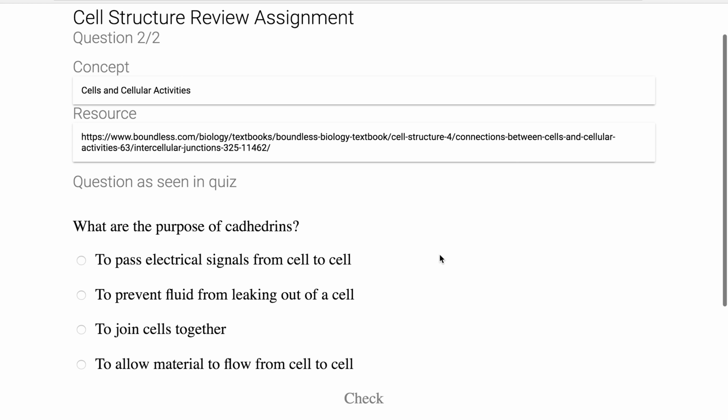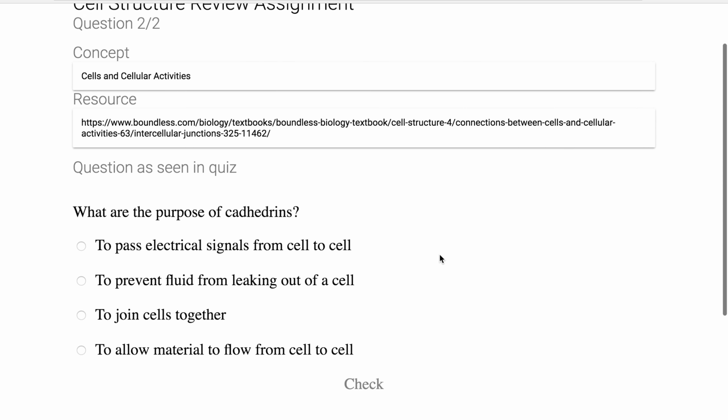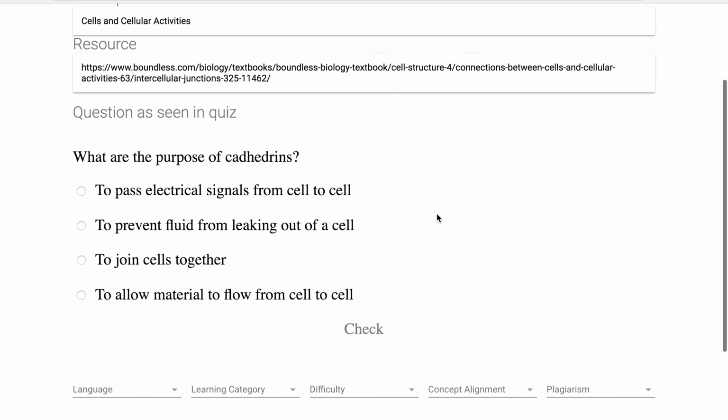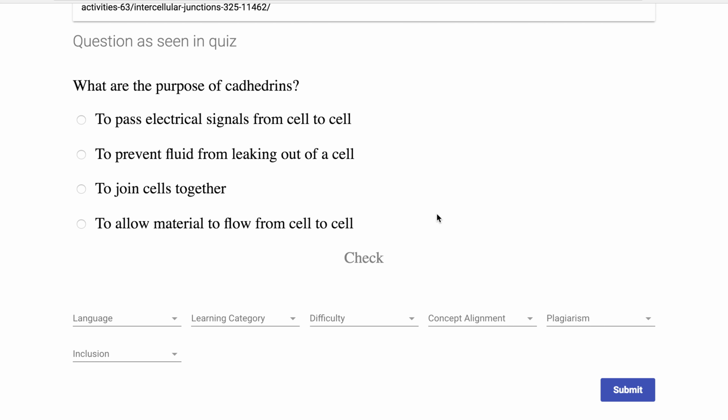Question number 2. This question is going to be about cells and cellular activities. So again, we have the resource, we have the question, what is the purpose of cadherins, and we have the answer choices here. Okay, the language looks pretty professional. The learning category, this looks like maybe an understanding. You have to understand what a cadherin is and why they're important.